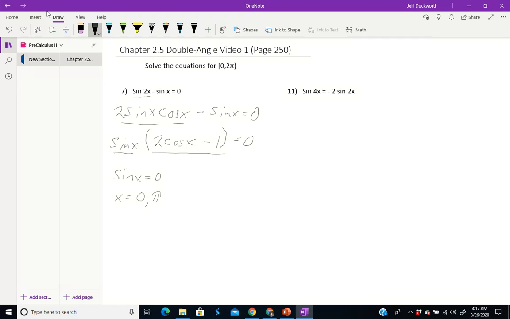And then for the other part here, I'm going to rewrite this as 2 cosine of x equals 1, because if the whole thing equals 0 and I add 1 to each side, I get this. I can then divide by 2. And now we have to figure out where cosine of x is going to equal 1/2. We can look at our unit circle, remember the progression of what we're doing as far as going up from the 30, 60, and so forth.